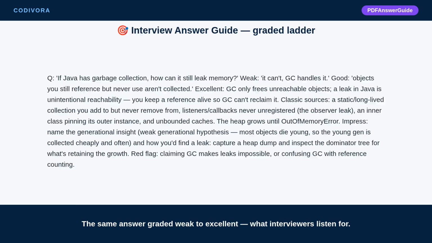Here is how the same answer is graded, from weak to excellent, so you know exactly what an interviewer is listening for. Question: if Java has garbage collection, how can it still leak memory? Weak: it can't, GC handles it. Good: objects you still reference but never use aren't collected. Excellent: GC only frees unreachable objects. A leak in Java is unintentional reachability. You keep a reference alive, so GC can't reclaim it.